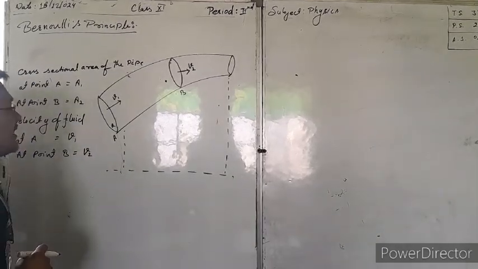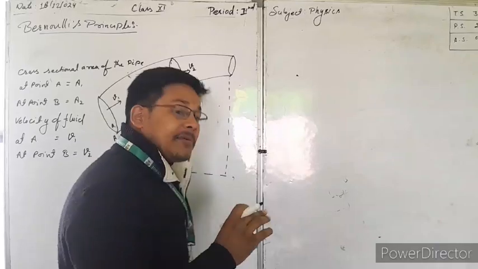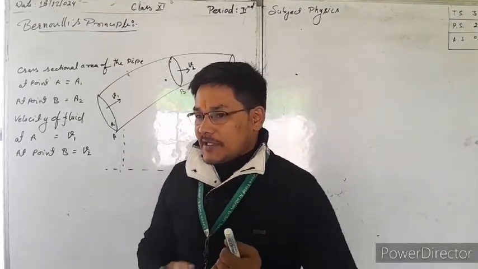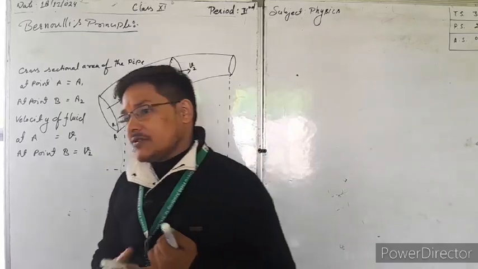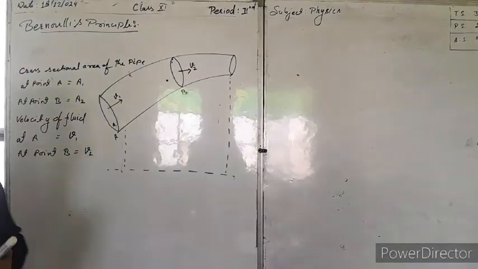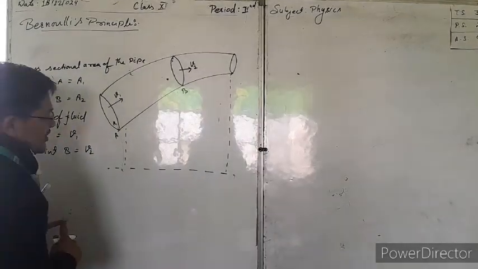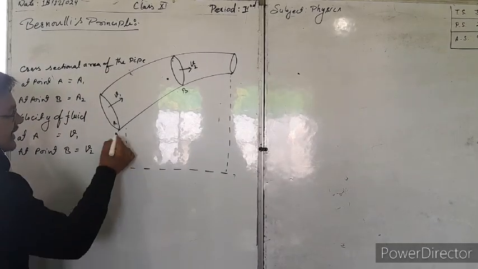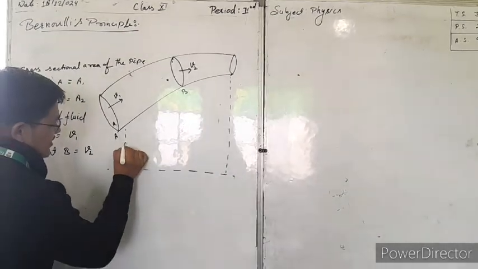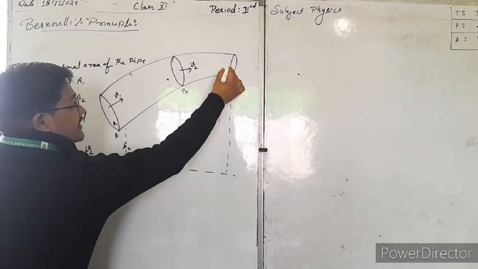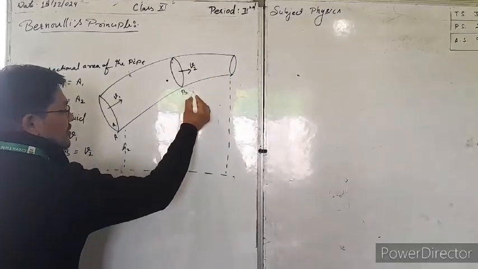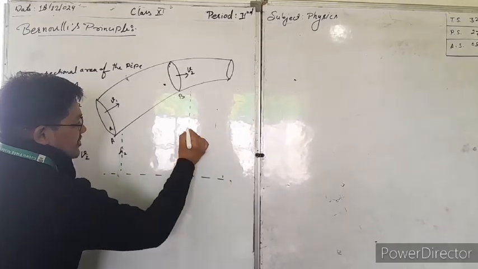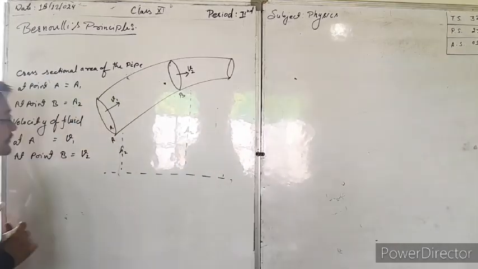Yes, sir. Then you know that at every point there will be the total energy of the fluid. That means there will be pressure energy, kinetic energy, and potential energy. To determine the potential energy, suppose the height of point A from the ground is h1 and the height of point B from ground level is h2. Is that clear? Yes, sir.